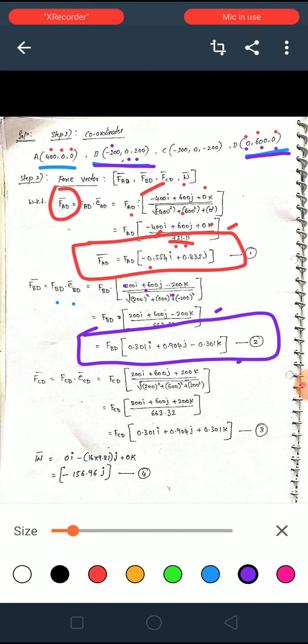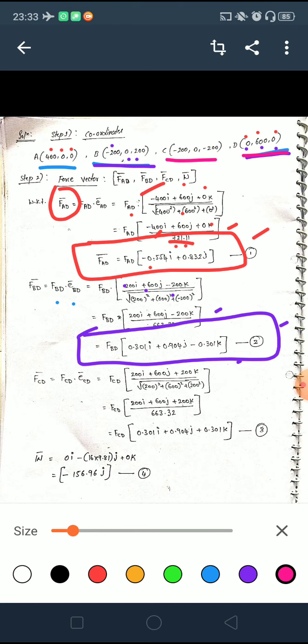Okay, this is equation number 2 and this is equation number 1. Third, that is force CD. Now force CD is this one and this one. Okay, 0 minus of minus 200, that is 200. You can see 200i. 600 minus 0, so 600.